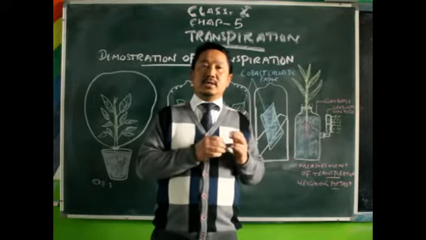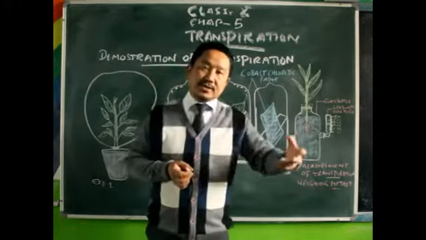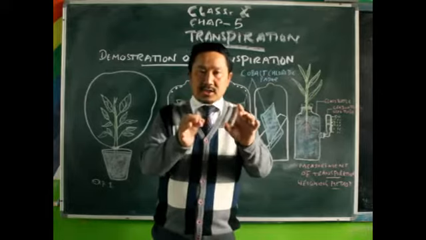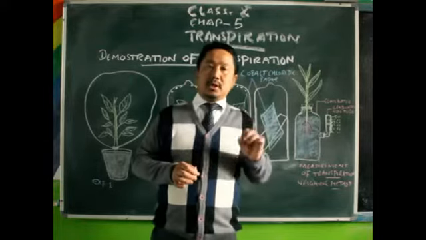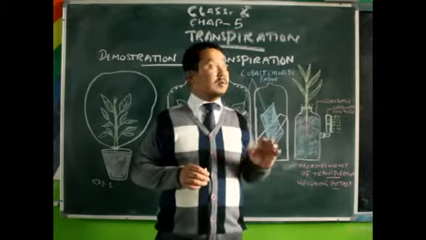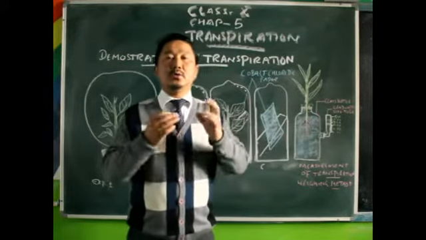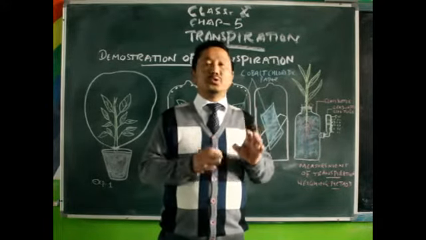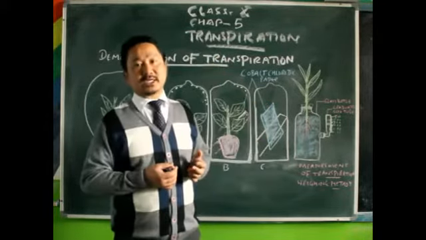That will be thrown out, released especially from the aerial region of the plant in the form of vapor. So this loss of water in the form of vapor through the aerial region, especially through the leaves, is called transpiration. Transpiration is a process by which plants lose the excess water in the form of vapor, especially through the leaves or from the aerial region. That process is called transpiration.